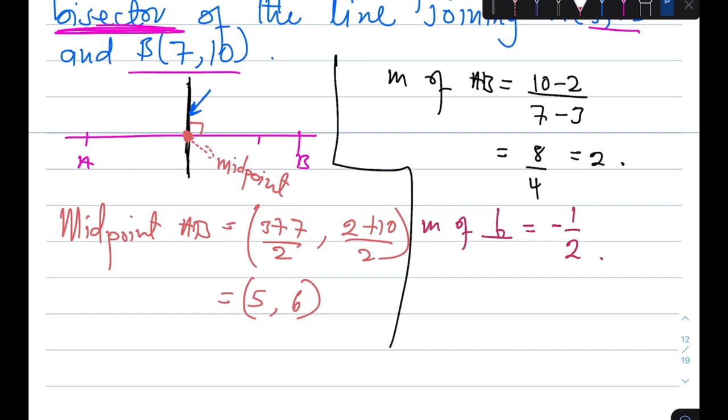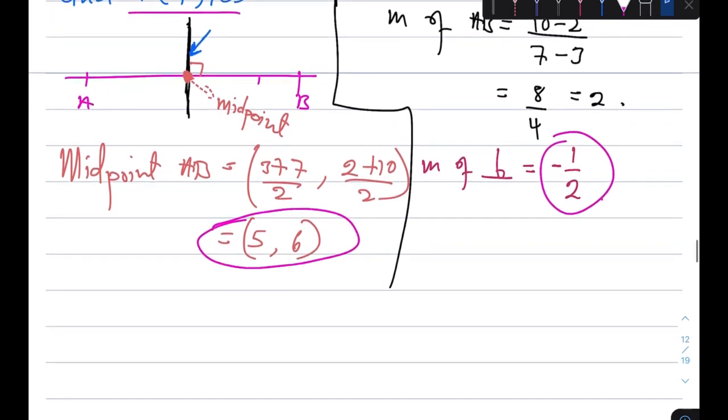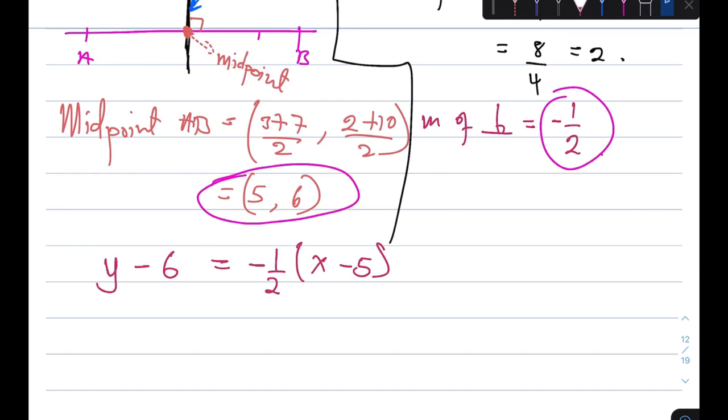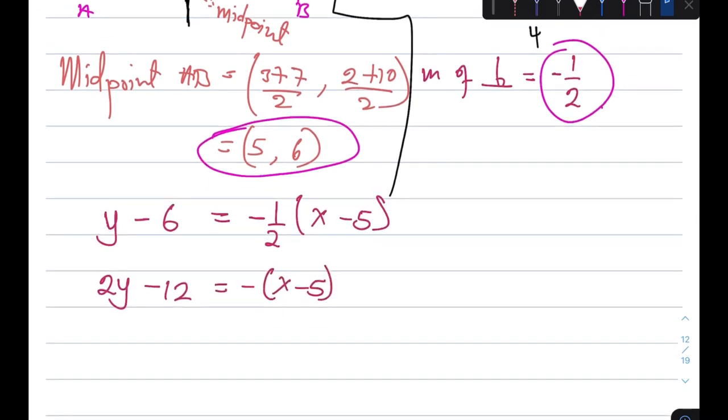So now we have the gradient, and we have a point on the perpendicular line. So we can find the equation of the line. That will be y minus y1, which is 6 in this case, equals the gradient, which is -half, into bracket x minus x1, which is 5. Now you can decide to multiply through by 2, giving you 2y minus 12 is equal to negative into bracket x minus 5. If we expand, we are going to have 2y minus 12 is equal to -x plus 5.